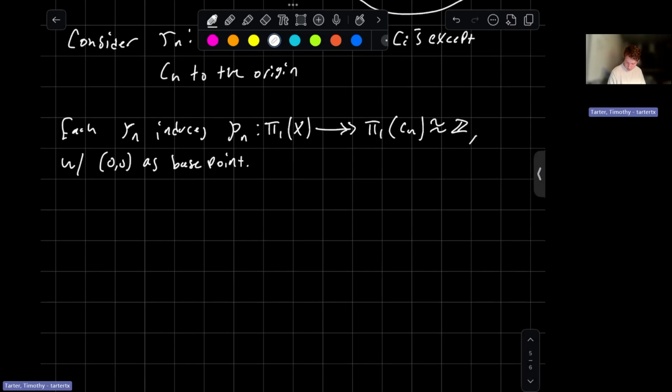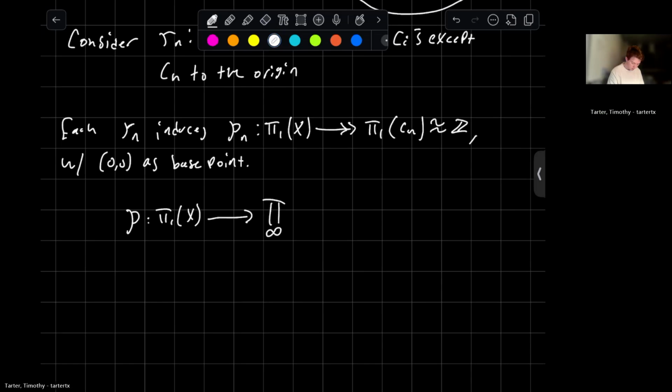Then the product of the homomorphisms is a homomorphism. Sure, I'm willing to accept that. So rho of pi 1 of X gets mapped to the infinite product of infinitely many copies of Z.